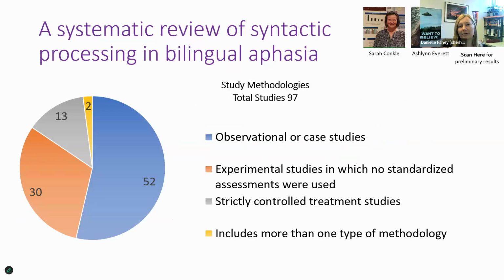I also want to point out here just very briefly about the quality of the data that we're getting from those 97 articles that have mentioned the grammar of a bilingual person with aphasia. 52 out of 97 were observational or case studies, and the vast majority of those case studies had a single individual. So let's look at the evidence.